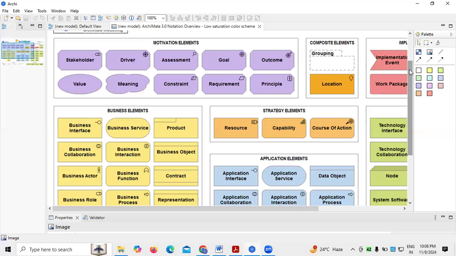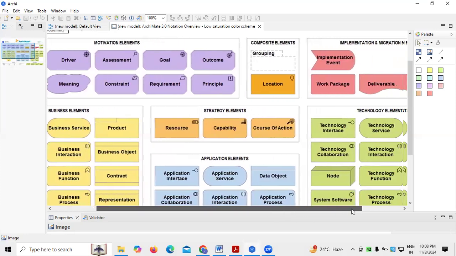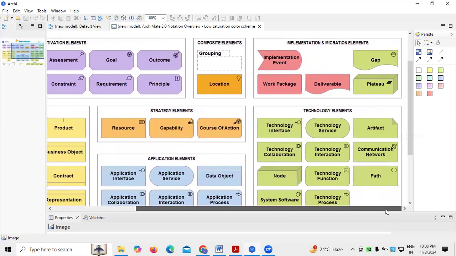Next, we need to understand the composite elements. Composite elements majorly focus on the location. So location, grouping, right? All these things come under the composition elements. Next, after composition elements, the next is about the implementation and migration elements.